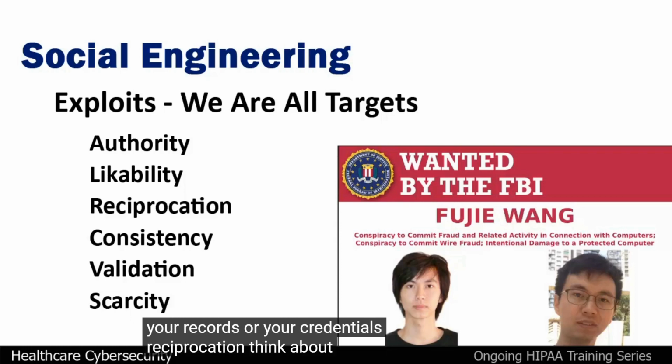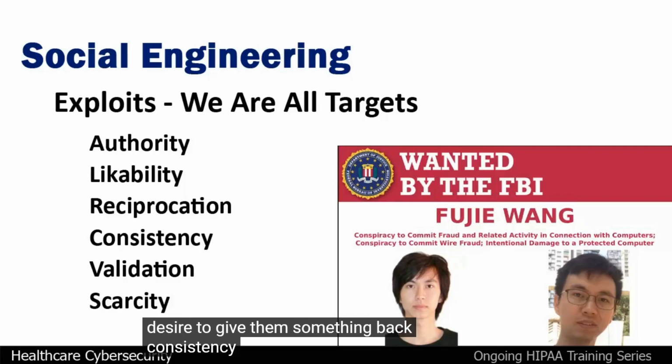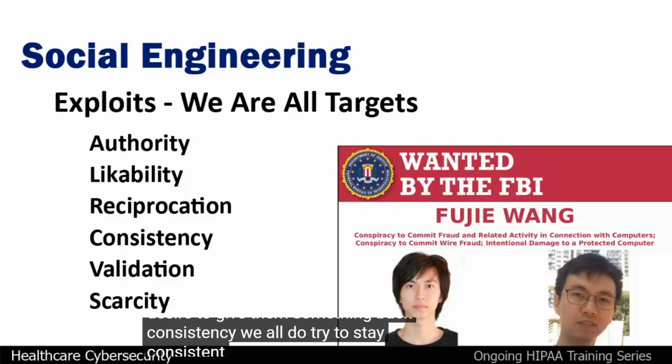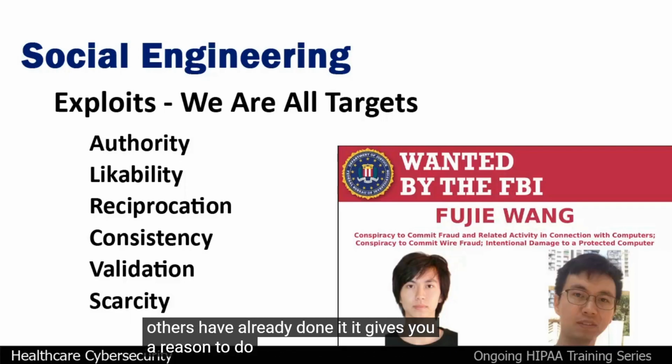Reciprocation. Think about it. Somebody gives you something, you have a natural desire to give them something back. Consistency. We all do try to stay consistent with our values. I get you saying yes, yes, yes, and you want to continue that. Validation. I tell you that others have already done it. It gives you a reason to do it as well. So watch out for these exploits.